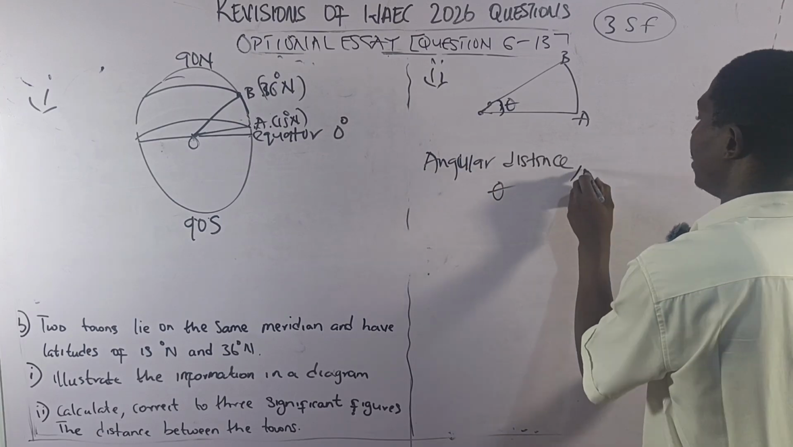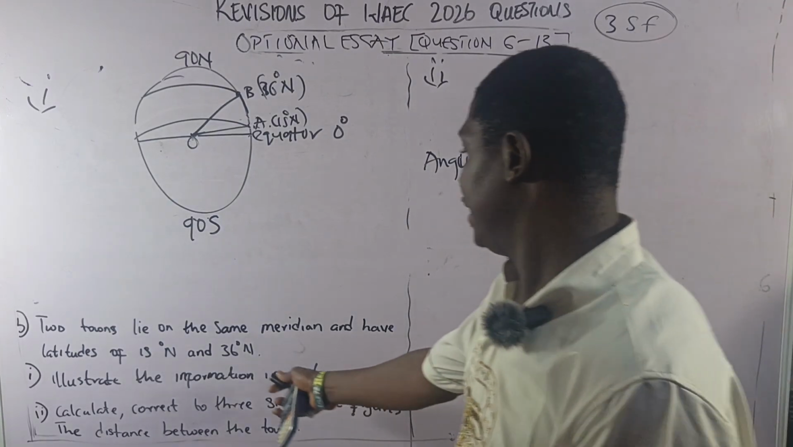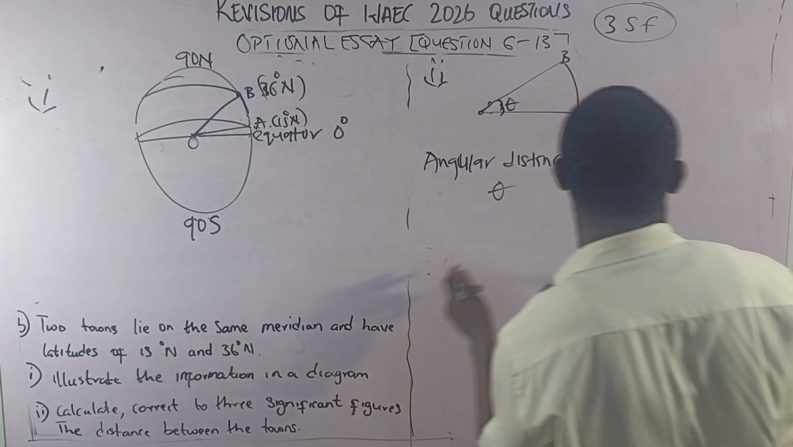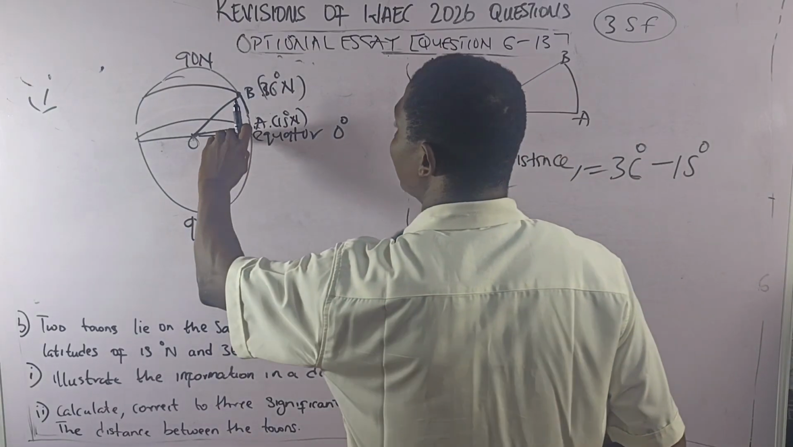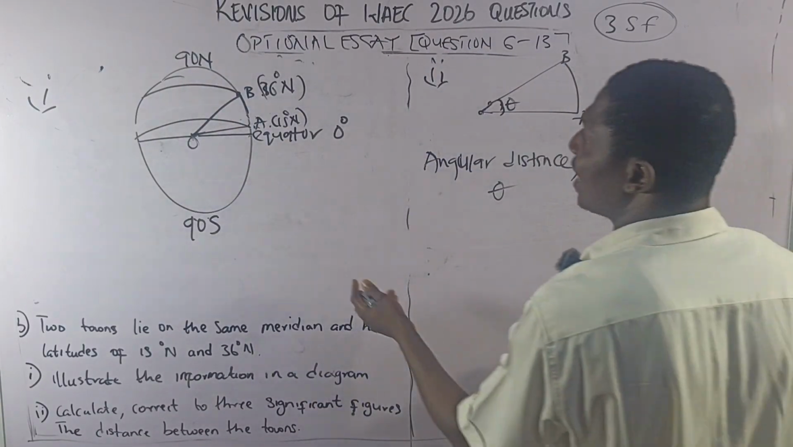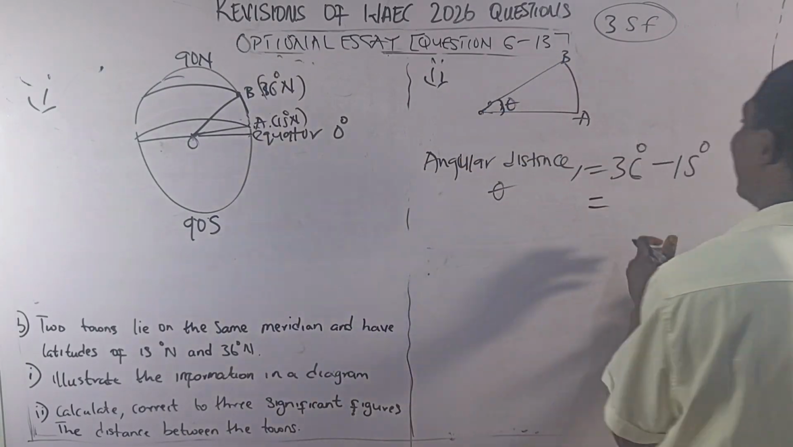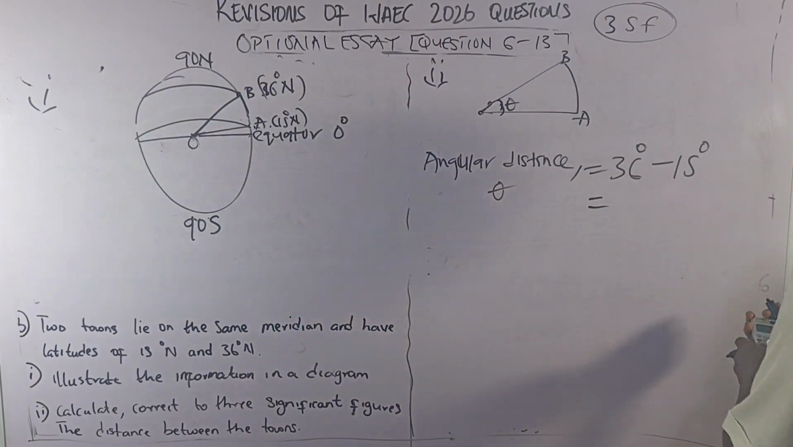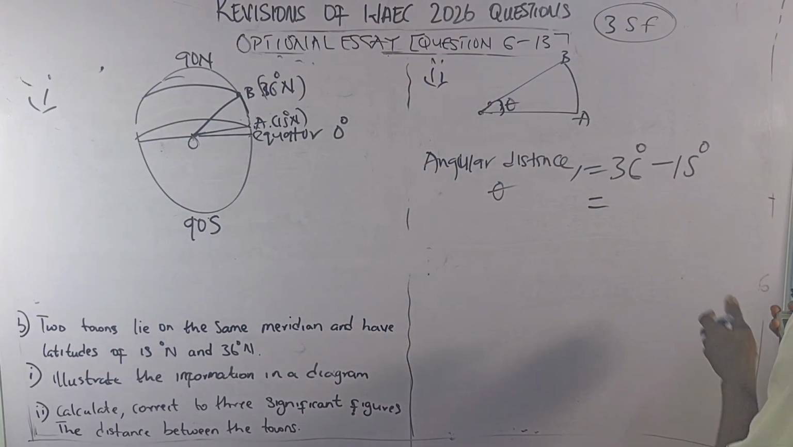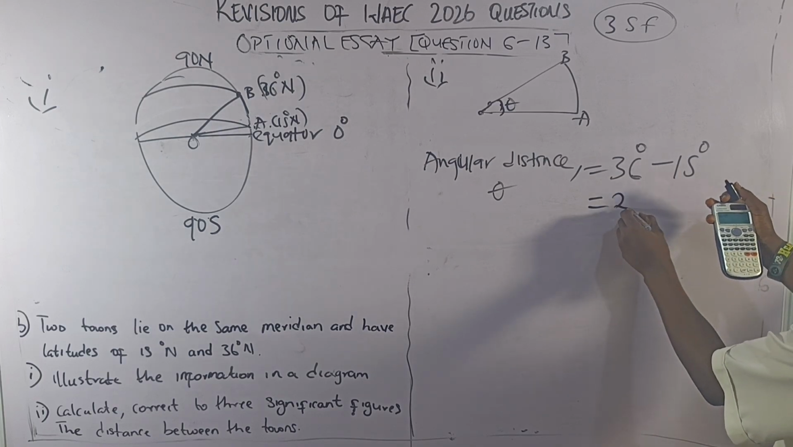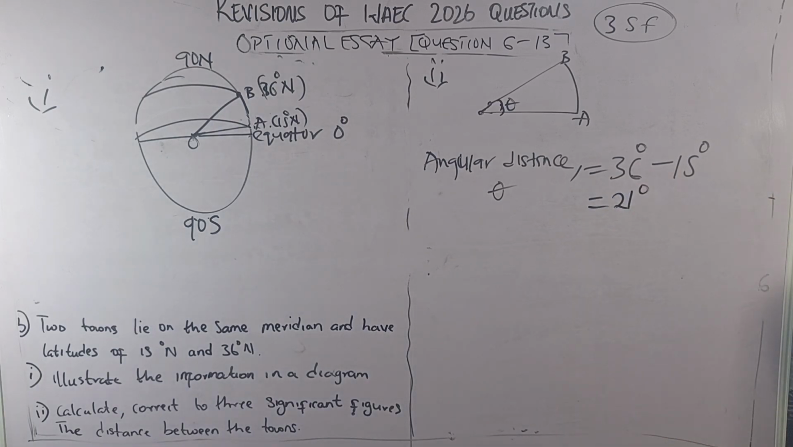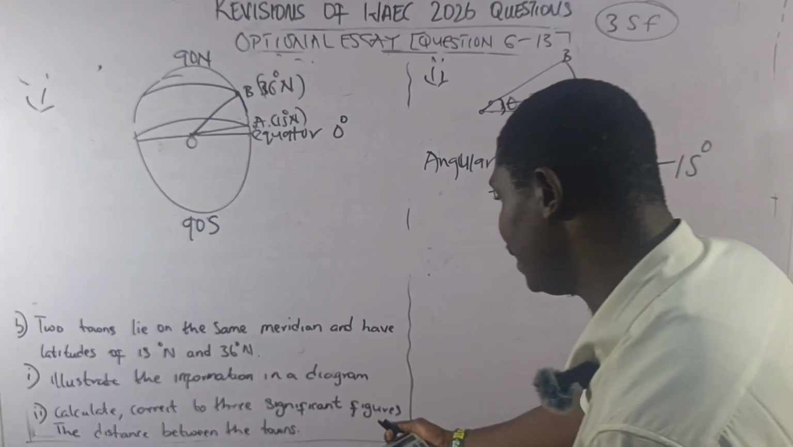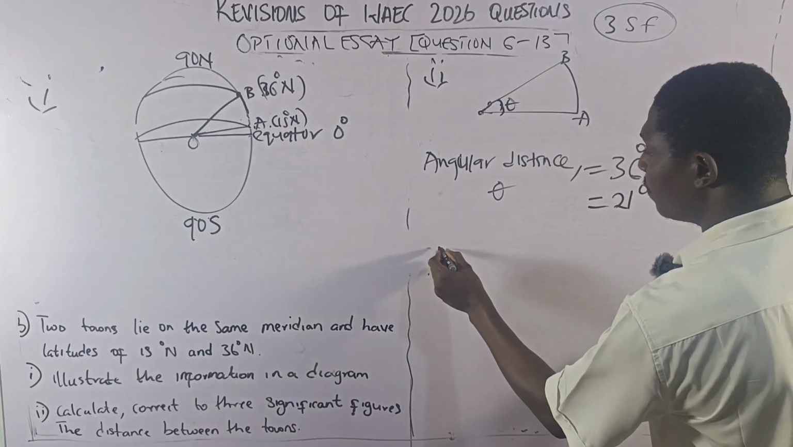Which is what? Theta to be equal to what? 36 degrees minus what? 15 degrees. Why? They are on the same side of the what? Equator. If they were on different sides, say north and south, we will add up. But angular distance is simply the difference because they are on the same side of the what? Equator. So I have my 36 minus what? 15 to give me 21 what? Degrees.